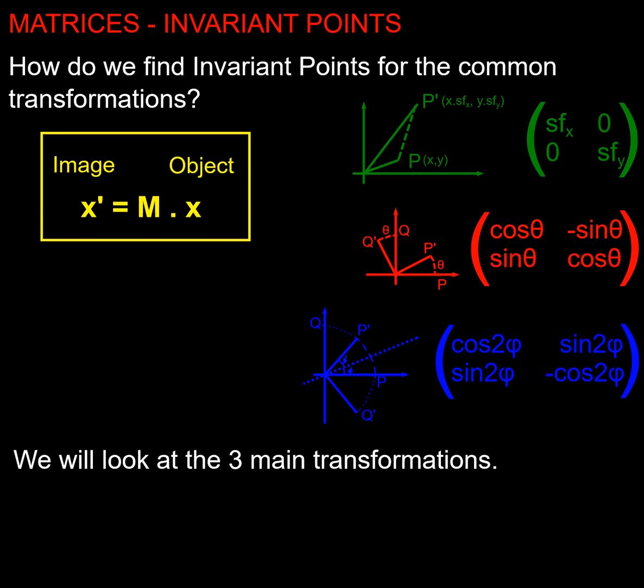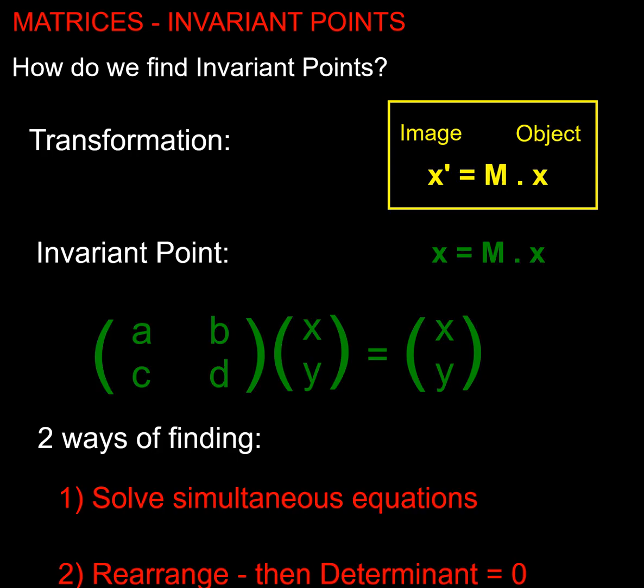Hello. Sometimes it's of interest to know where invariant points are from our matrix transformations. I'm going to have a look at the three standard linear transformations that we know: stretches, rotations, and reflections. And unsurprisingly, we're going to find the origin is the main invariant point. So how do we do these calculations?